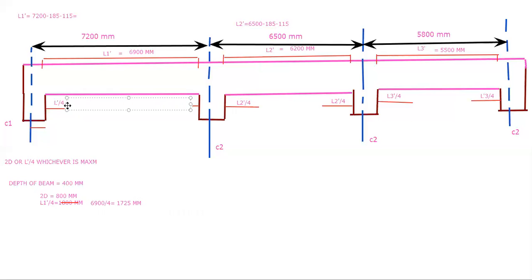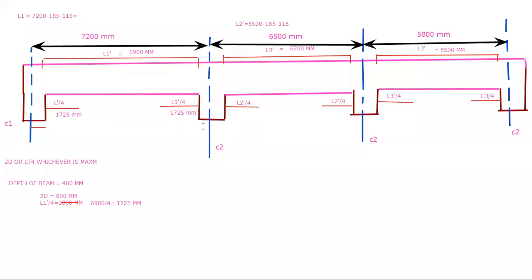So this length will be what? Here 1725 mm. This is also 1725 mm. Okay. Now find out about this L2 by 4.